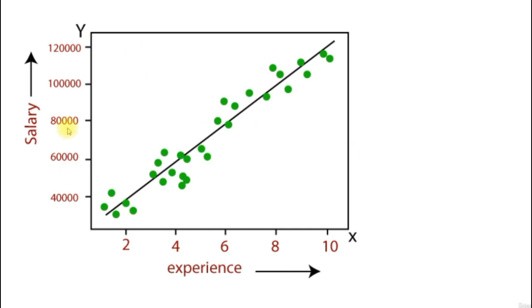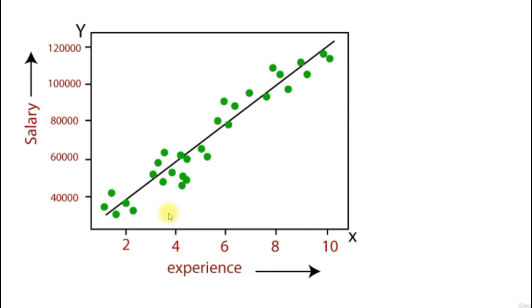On the y-axis we are trying to predict the salary, based on the experience of that particular employee. So these are all the data points. The employee with an experience of 2 years has a salary of around 35,000. The employee with an experience of, let's say, 5.5 years has a salary of about 50,000.